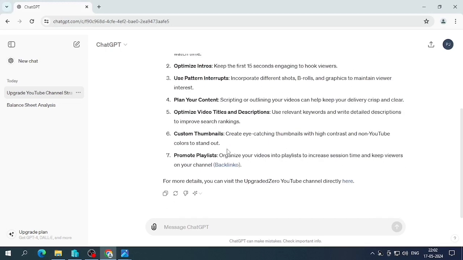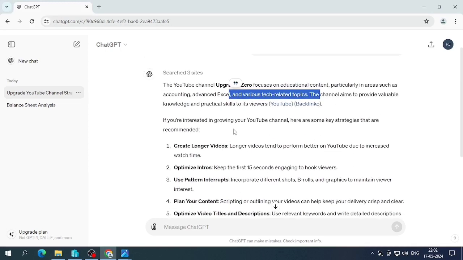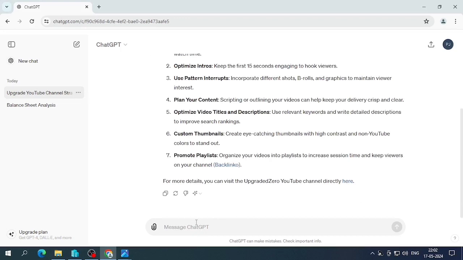So in this way, we can use ChatGPT 4.0, which is faster and more accurate than the previous one.